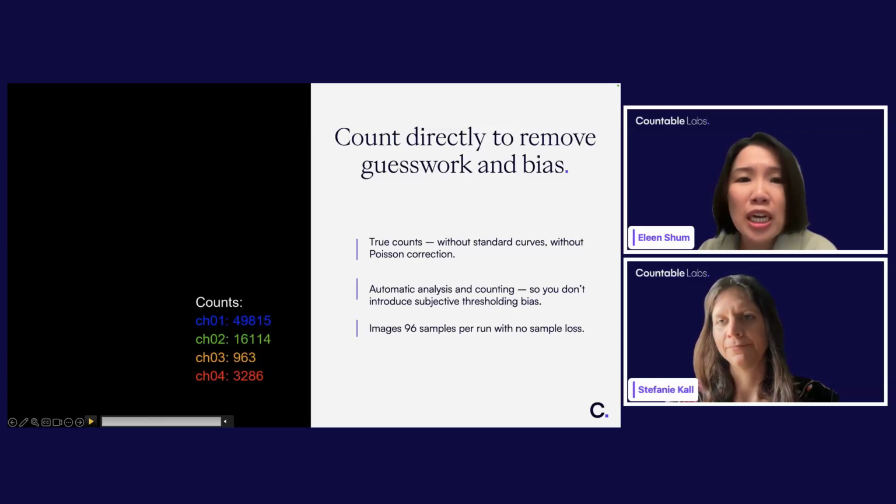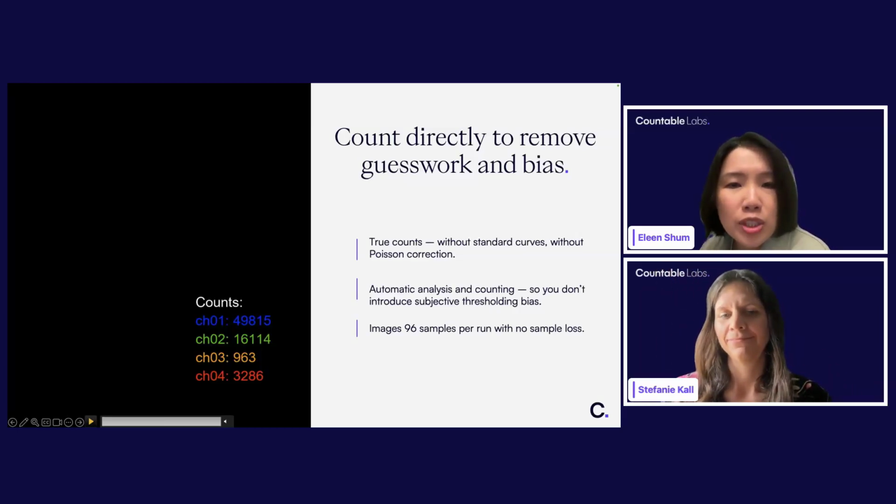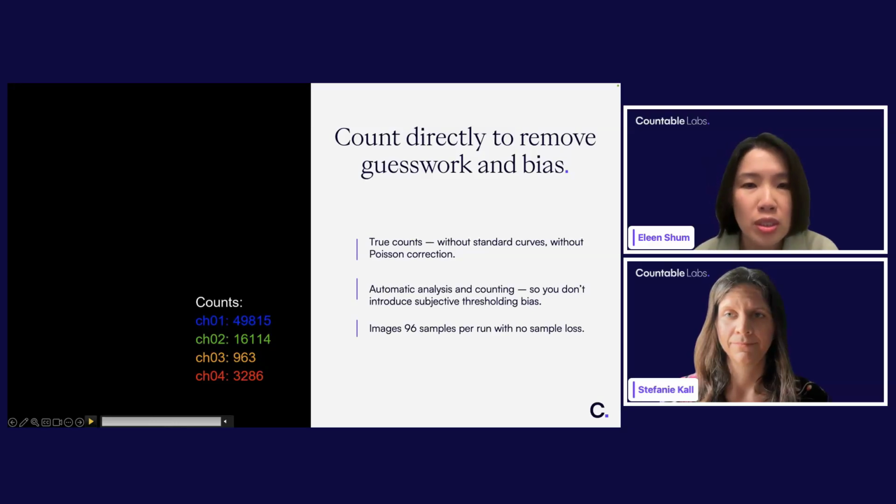Okay, so we're a bit over time. I just want to give the last question. The last question is, digital PCR is generally more resistant to inhibitors or quote unquote dirty samples compared to qPCR. Would you say Countable PCR is similar? Maybe I'll take this one.